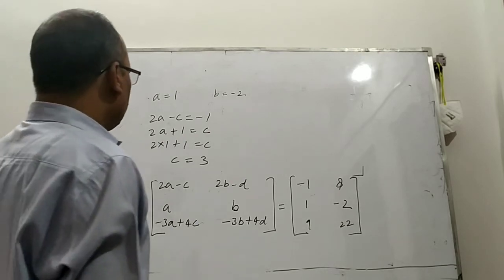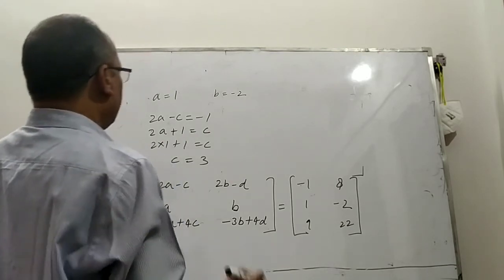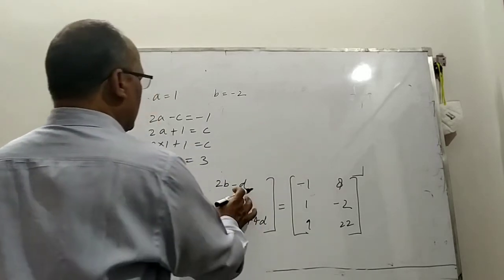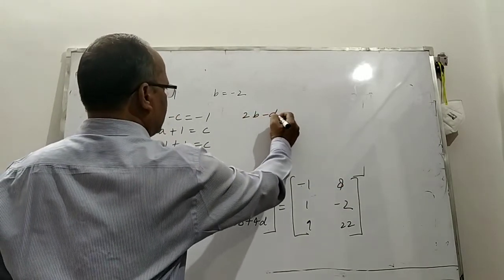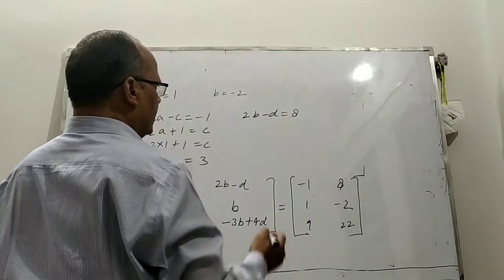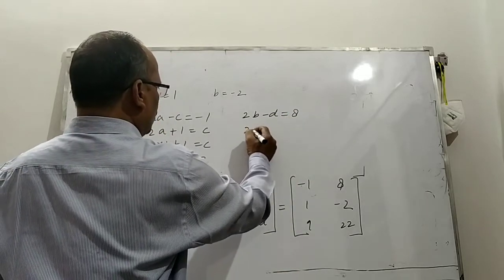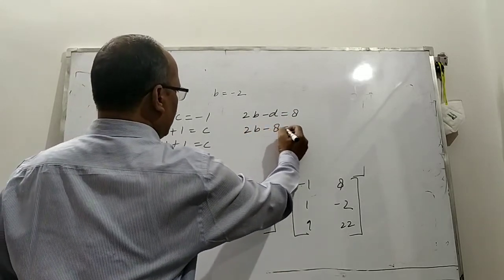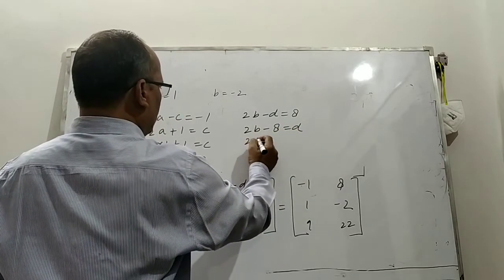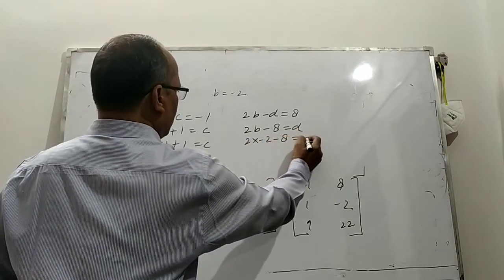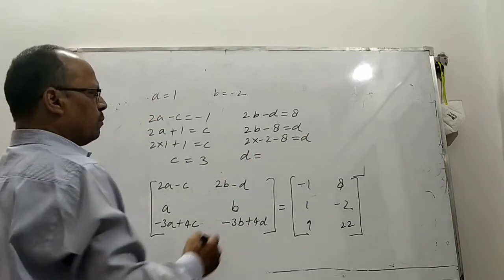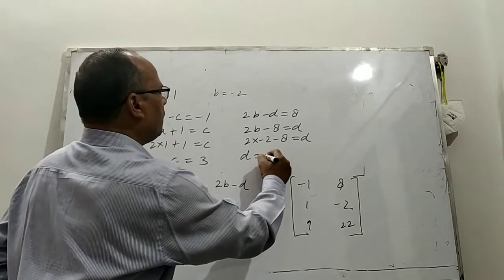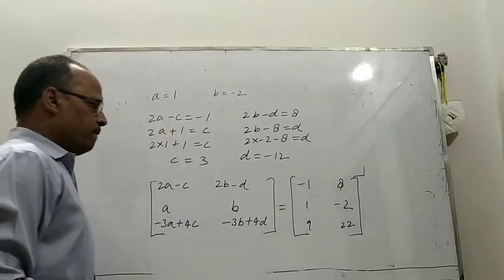Then the value of this B equal to minus 2. You compare this and this. 2B minus D equal to 8. So 2B minus 8 equal to D, or 2 into minus 2 minus 8 equal to D, or D equal to minus 4 minus 8, then it will be minus 12.